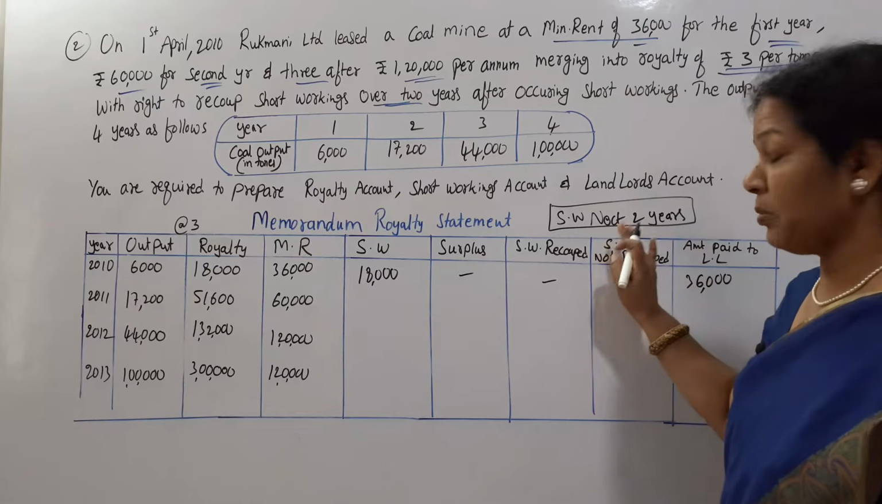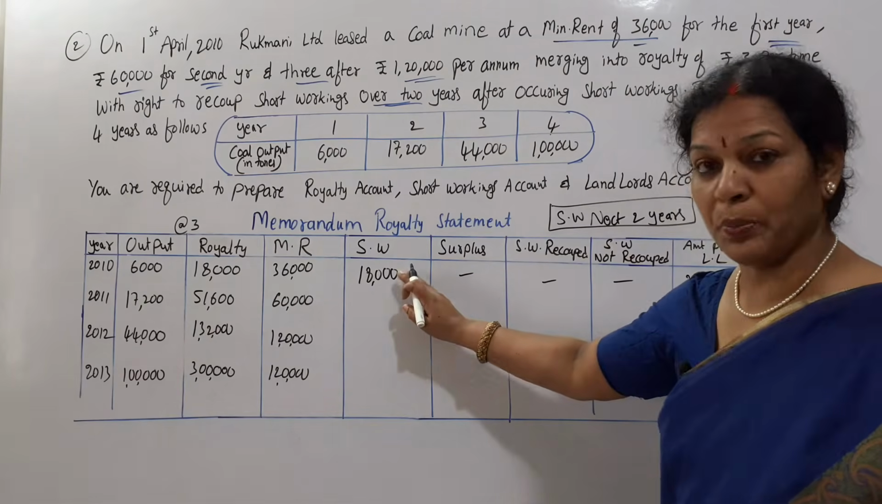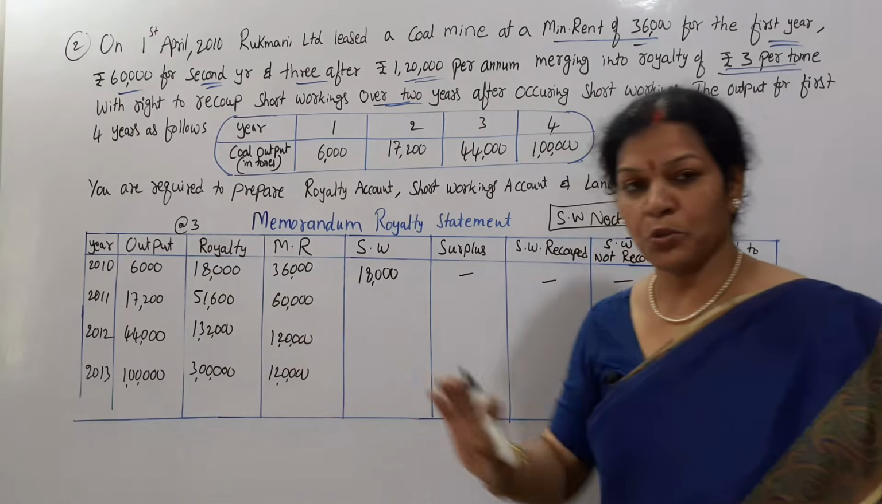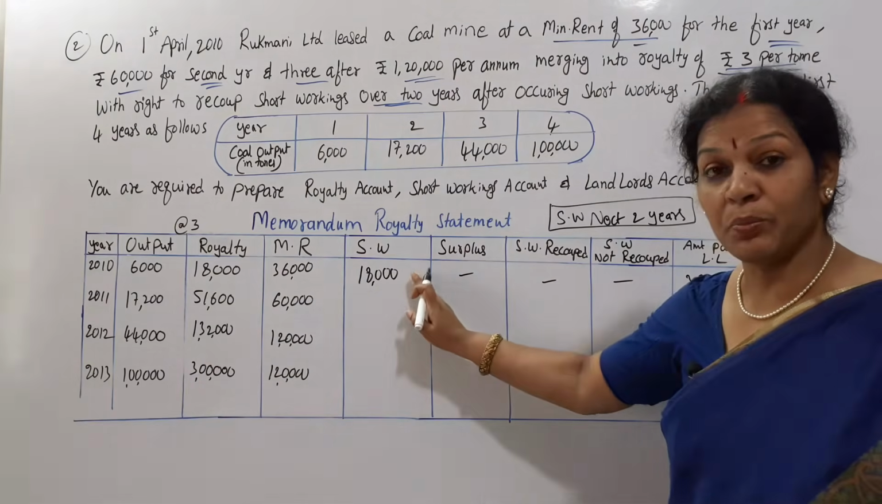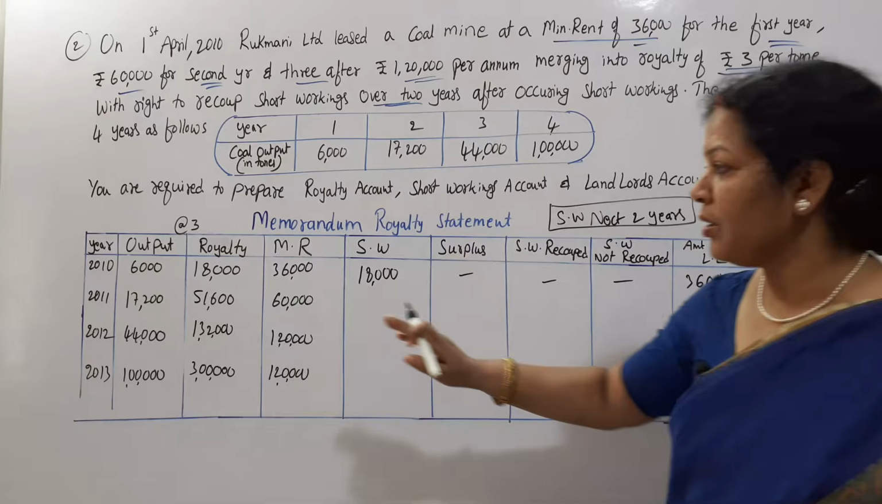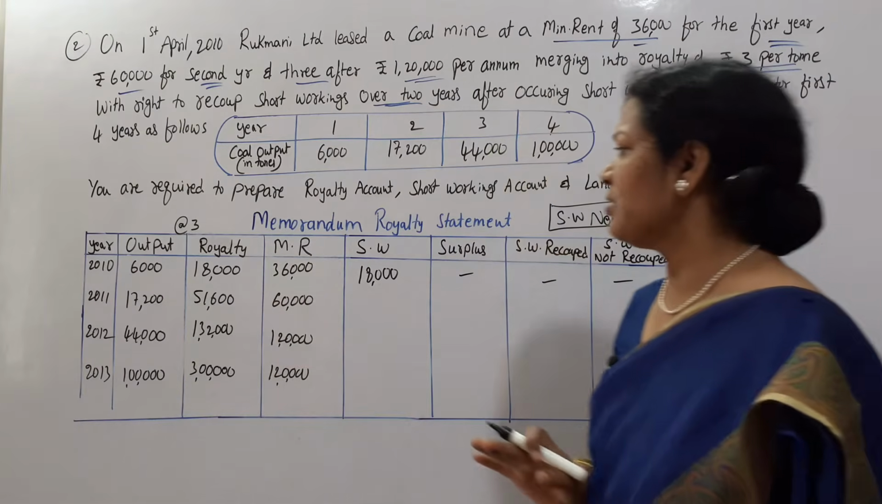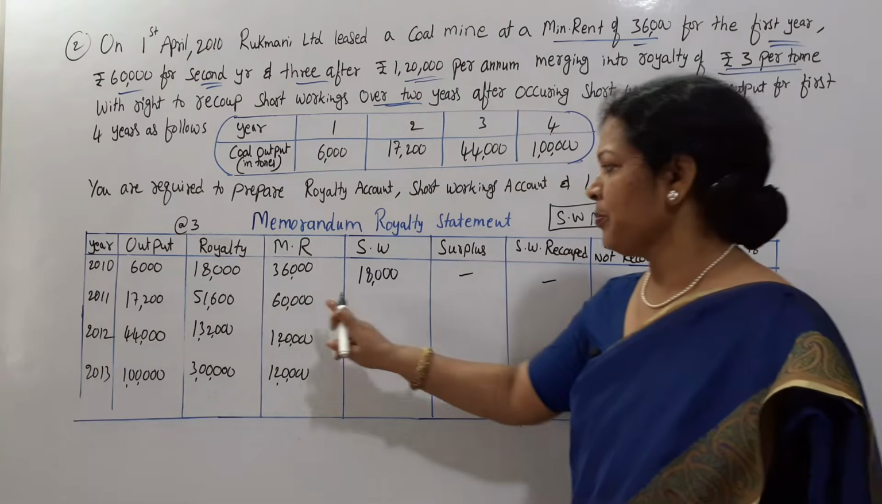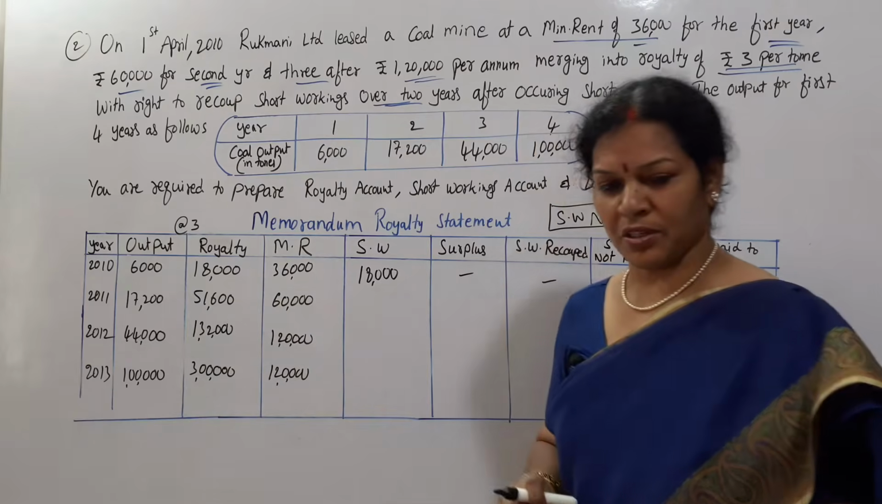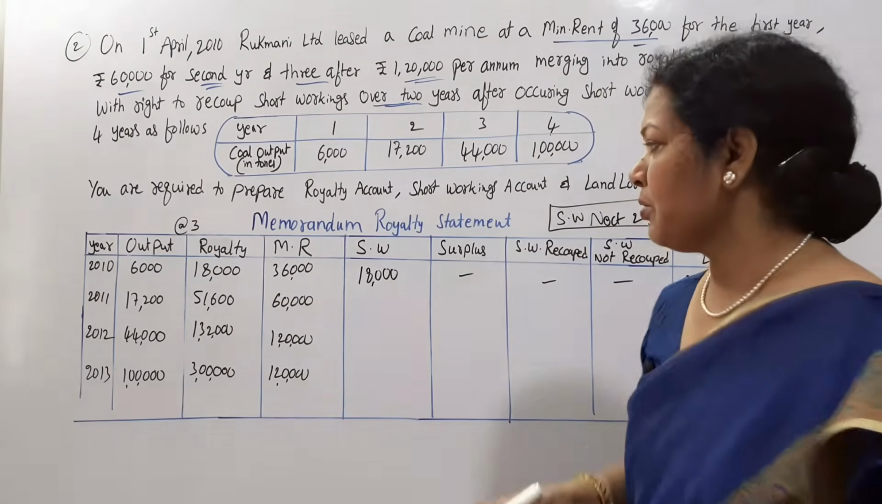Then second year, short working is to be recouped in the next 2 years, means 11, 12. By 12 we have to recoup this short workings. Now second year also once again there is a short working. 60,000 minus 51,600.